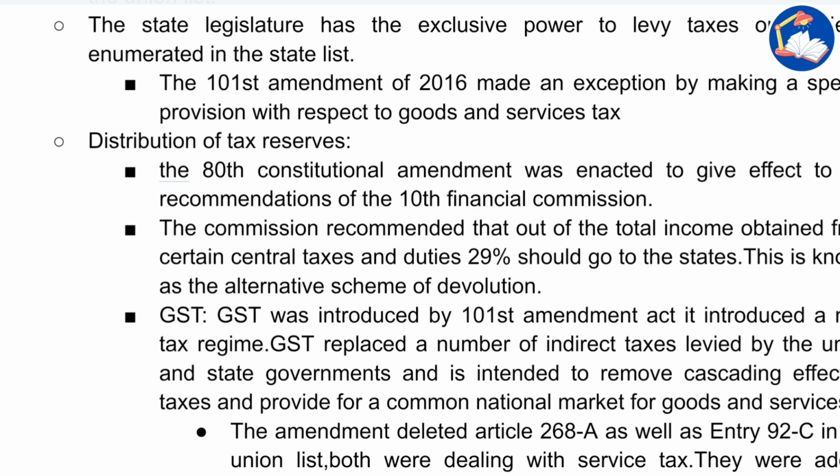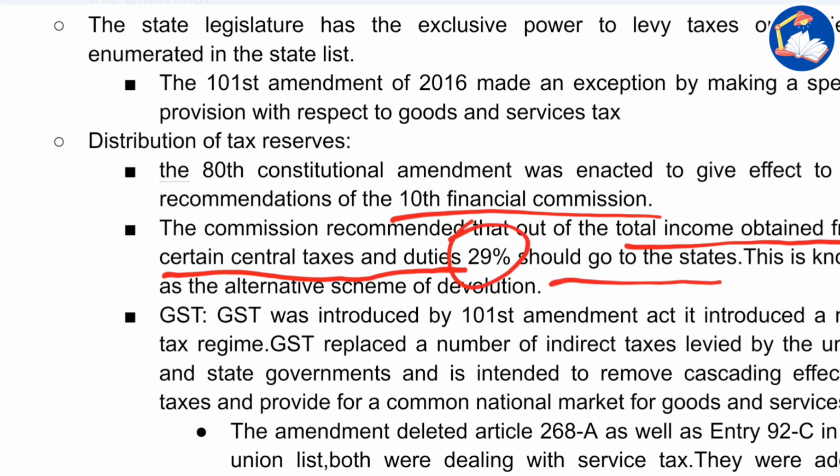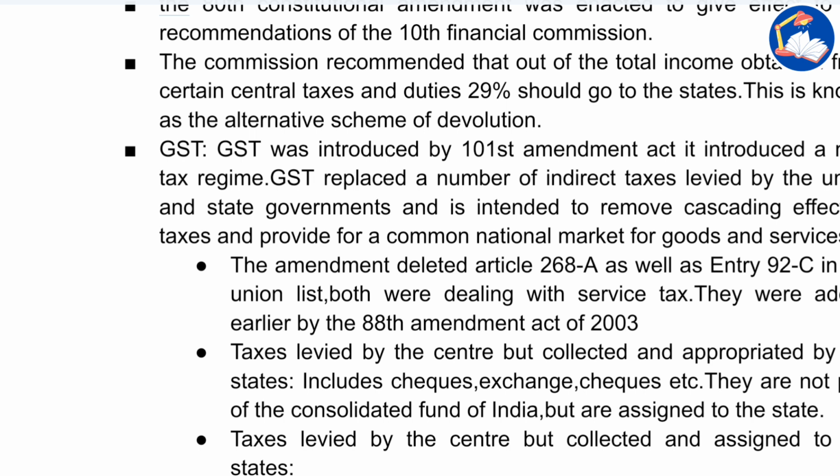Distribution of tax revenues. The 80th Constitutional Amendment was enacted to give effect to the recommendations of the 10th Finance Commission. The Commission recommended that out of the total income obtained from certain central taxes and duties, 29% should go to the states. This was the first period. This is known as the alternative scheme of devolution. Now GST came.